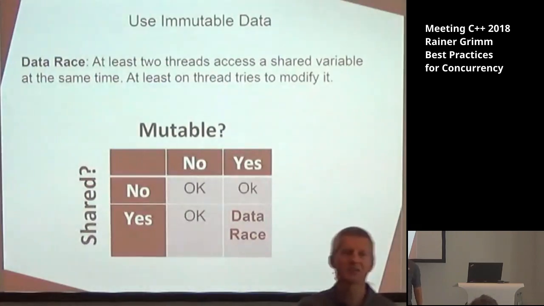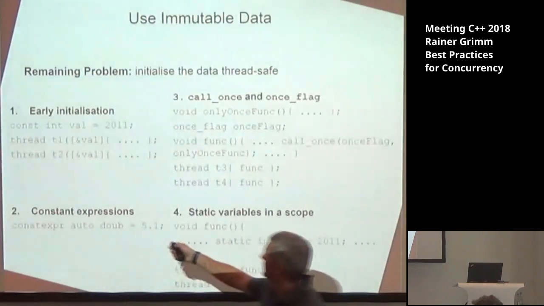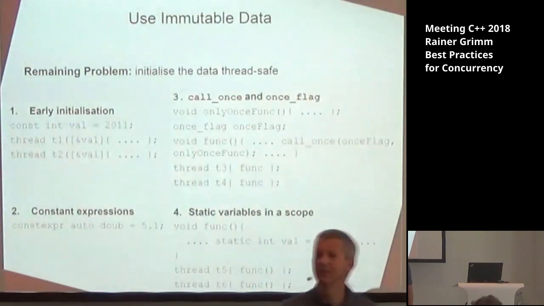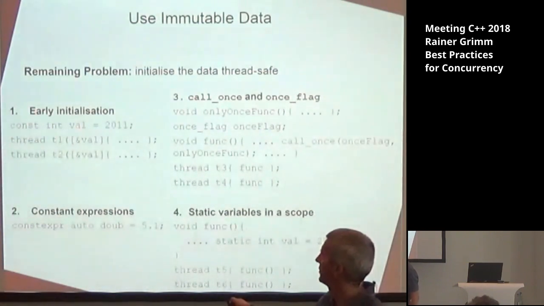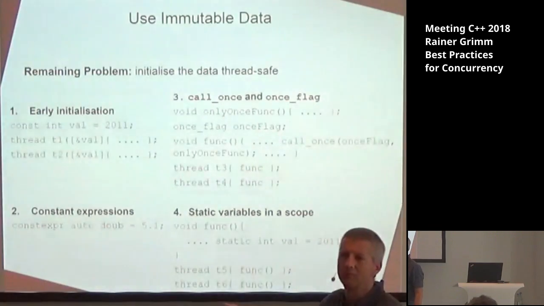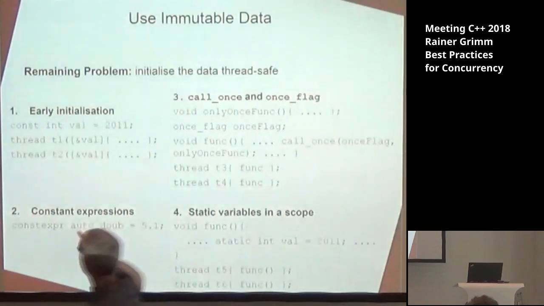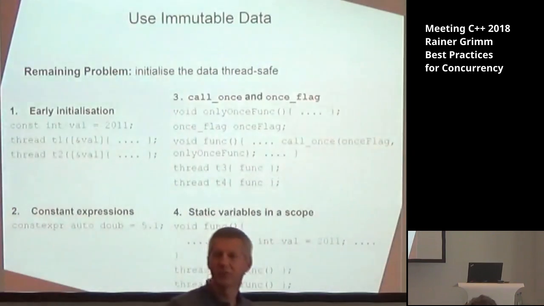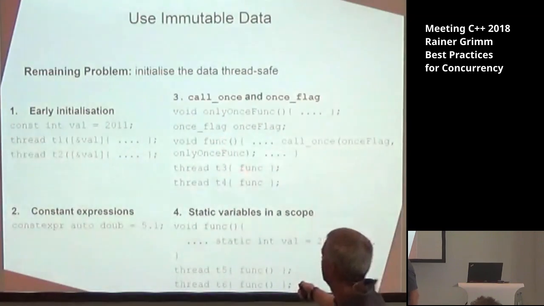Quite easy. Make your stuff const. No data race is possible. You only have to guarantee that your data is initialized in a thread-safe way. And there are many possibilities in C++ to do it, in particular in C++11. Just initialize your data before you share it. Quite simple. Second, make your data constexpr, meaning it is evaluated at compile time. There's no threading issue there.